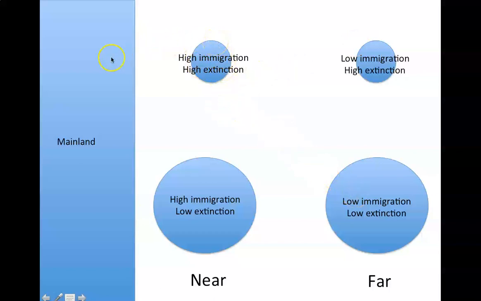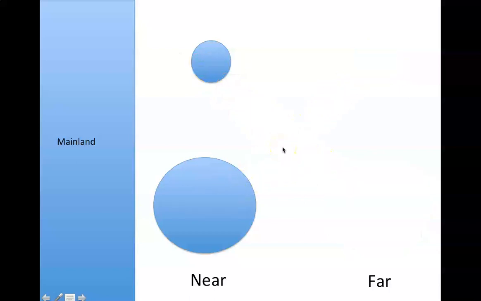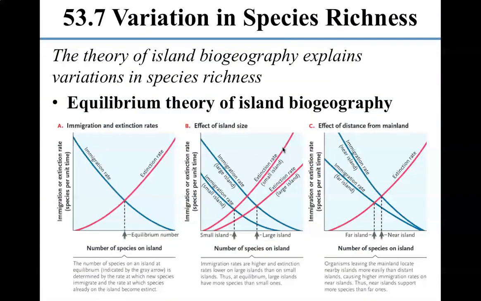This little island that's close to the mainland is going to have high immigration because it's near, but it's going to have high extinction because it's small. So it's going to have less diversity than this one, but more diversity than that one. This island is far away, but it's big. Because it's far away, it's going to have low immigration, but because it's big, it's going to have low extinction. So these two islands are going to have similar diversities, with this one being the highest and this one being the lowest. That's what these graphics are trying to show, just in a more confusing form.